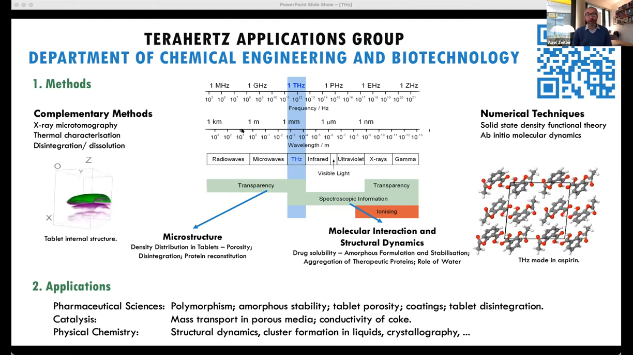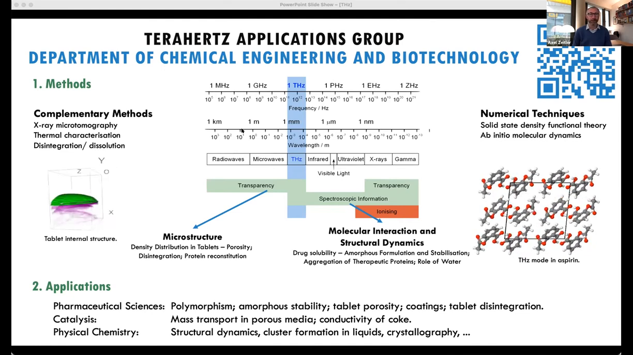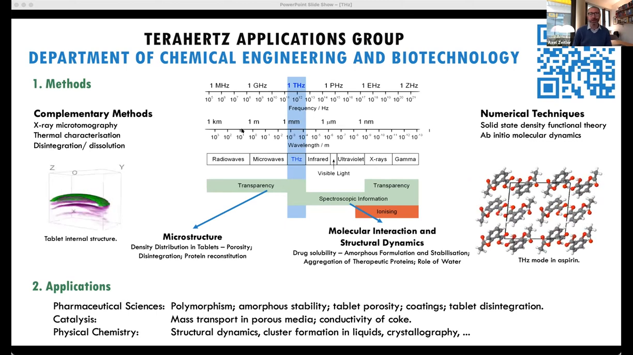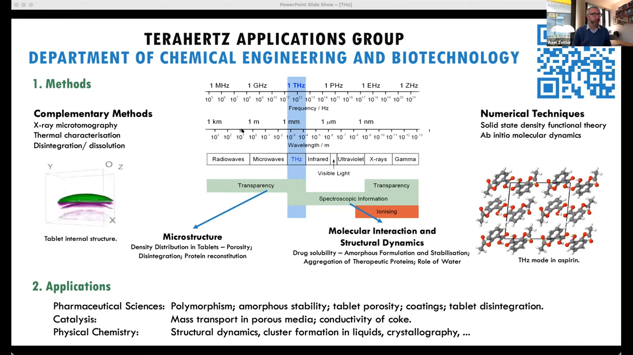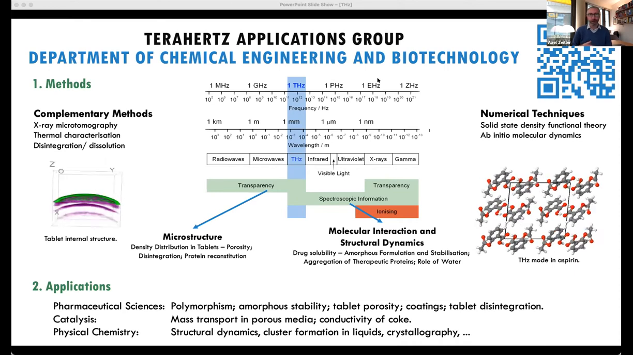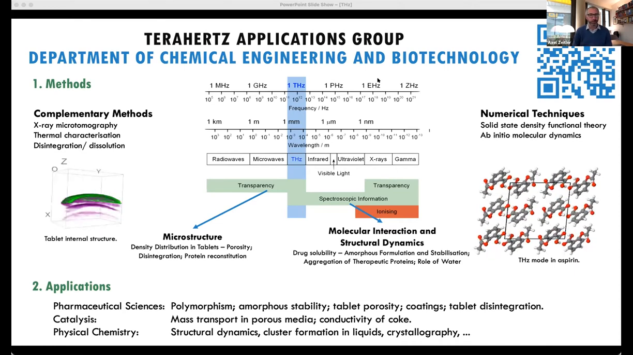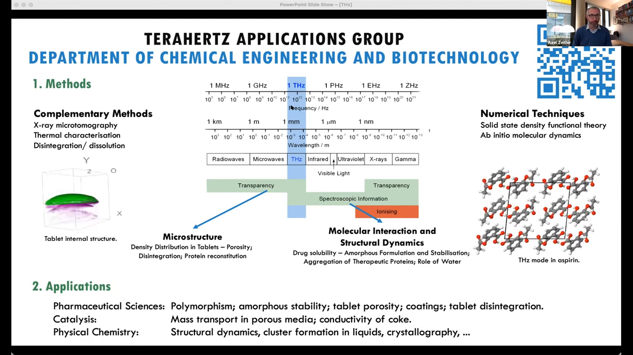Now, what we do is we work with terahertz spectroscopy and imaging. We're trying to understand the technique, and we're trying to find applications for it for chemical engineering. And for those of you who have never heard of terahertz spectroscopy and imaging, which is normally the majority of people, when I say terahertz, I simply mean tera as in 10 to the 12th and hertz as in the unit of frequency. And that's located in the electromagnetic spectrum somewhere between infrared and microwave radiation.